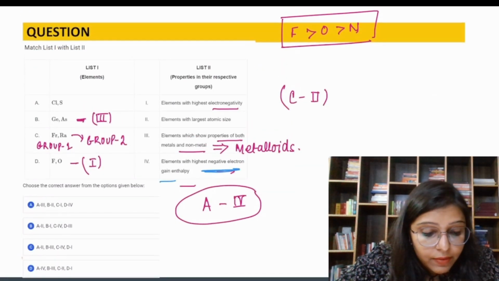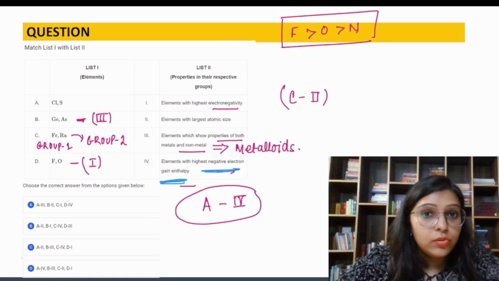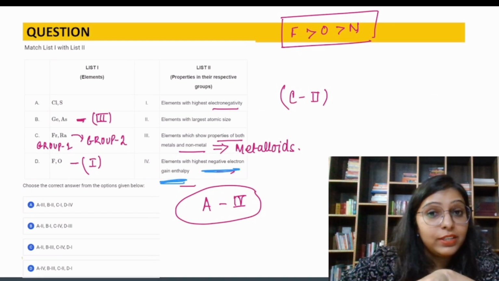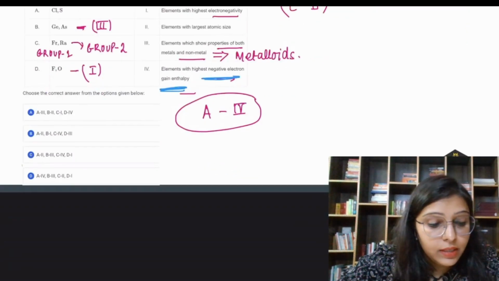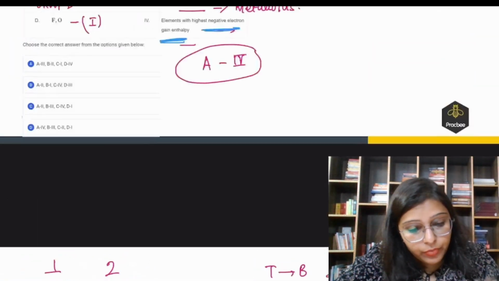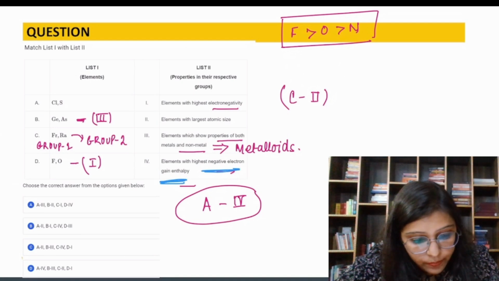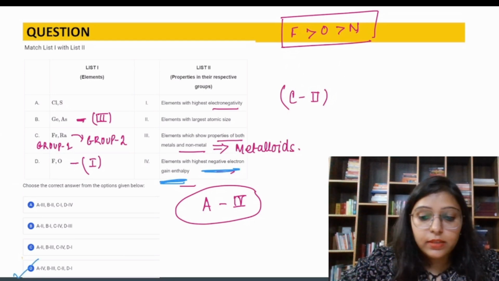Okay, so the highest negative electron gain enthalpy. If the question says more electron gain enthalpy, you have to see the magnitude: positive one is more, negative one is least. But here we have highest negative, so highest negative is for the third period element. So it is true. If we match, A is fourth, B is third, C is second, and D is 1. We have only one option with respect to that, option number D, so option D is going to be the correct answer.